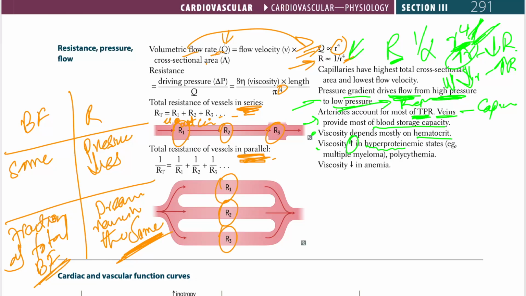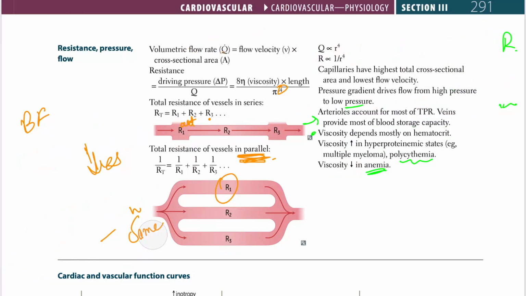would increase if you have a hyperproteinemic state, for example multiple myeloma, or polycythemia, right? Viscosity increases as you increase the things that are in blood to an abnormal level. It's going to increase the viscosity, meaning the blood is going to be very, very thick. The viscosity would decrease with anemia. And that's all we have for this.